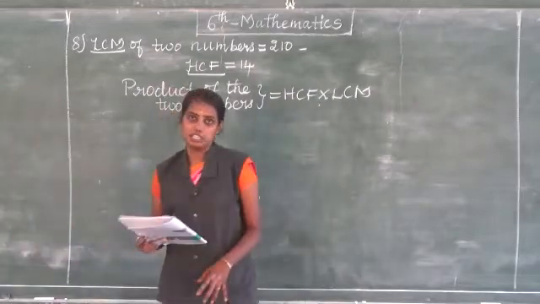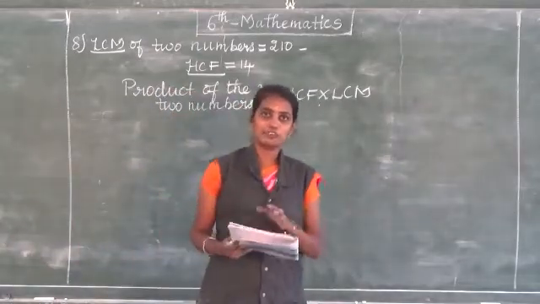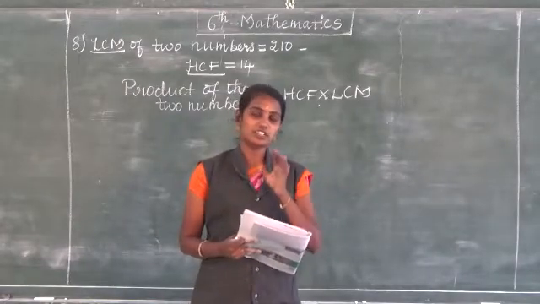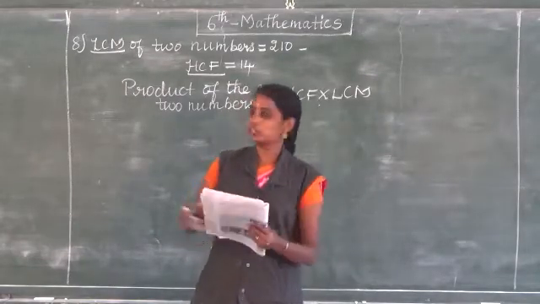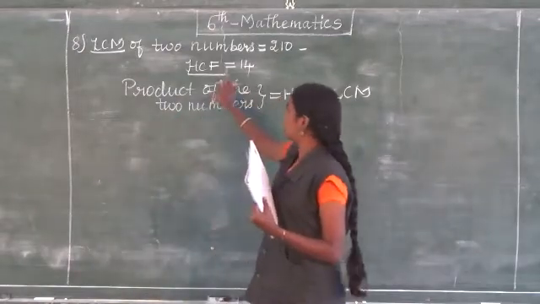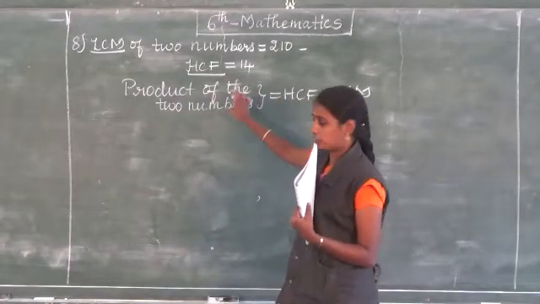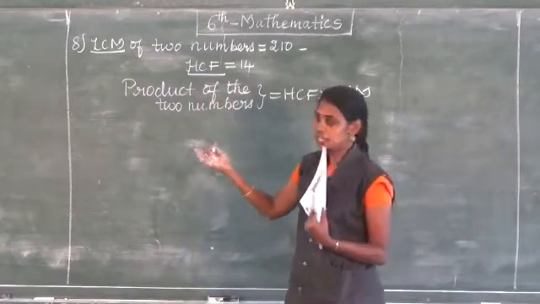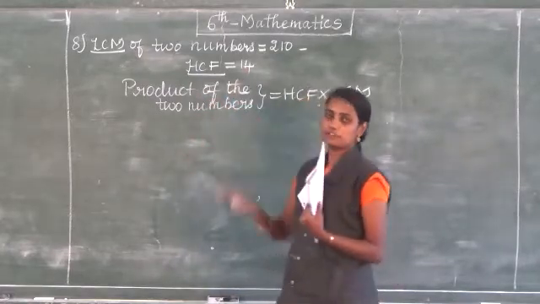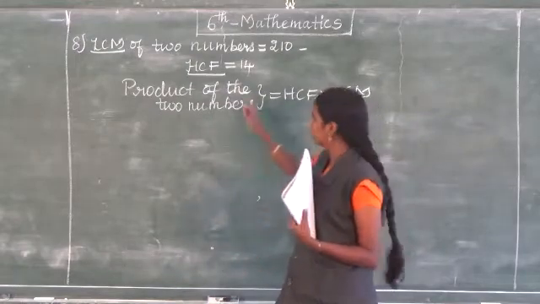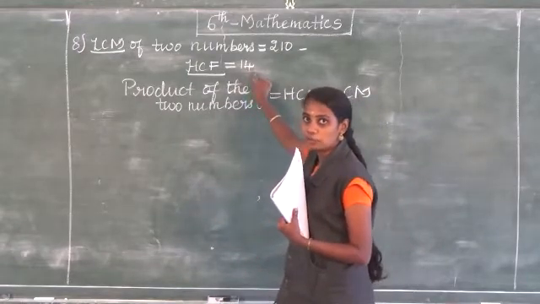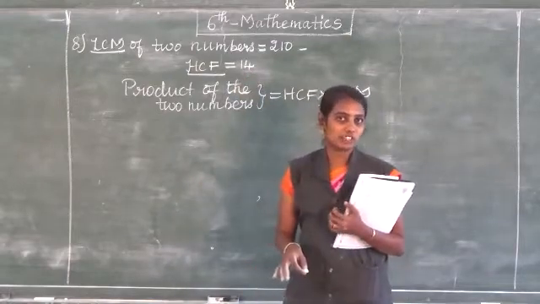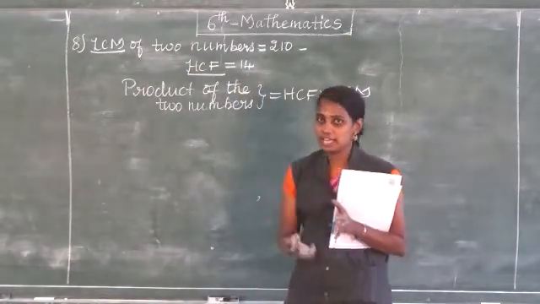Okay, listen to me. The HCF is the common factor of the two numbers. HCF means highest common factor. So from the two numbers, whatever they may be, it must be a common factor of 14. This is the only clue we have. So it may be any number.